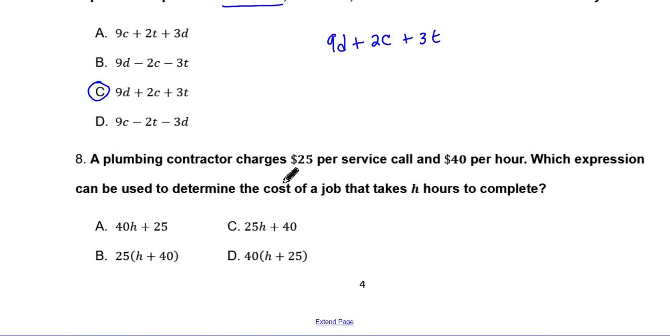A plumbing contractor charges $25 per service call and $40 per hour. Which expression can be used to determine the cost of a job that takes 8 hours to complete? It looks like he charges $40 per hour, so 40 times the number of hours, plus the service fee of $25. So I would say it's A. Oh, of course, it's A again. But anyway, that's what that is.